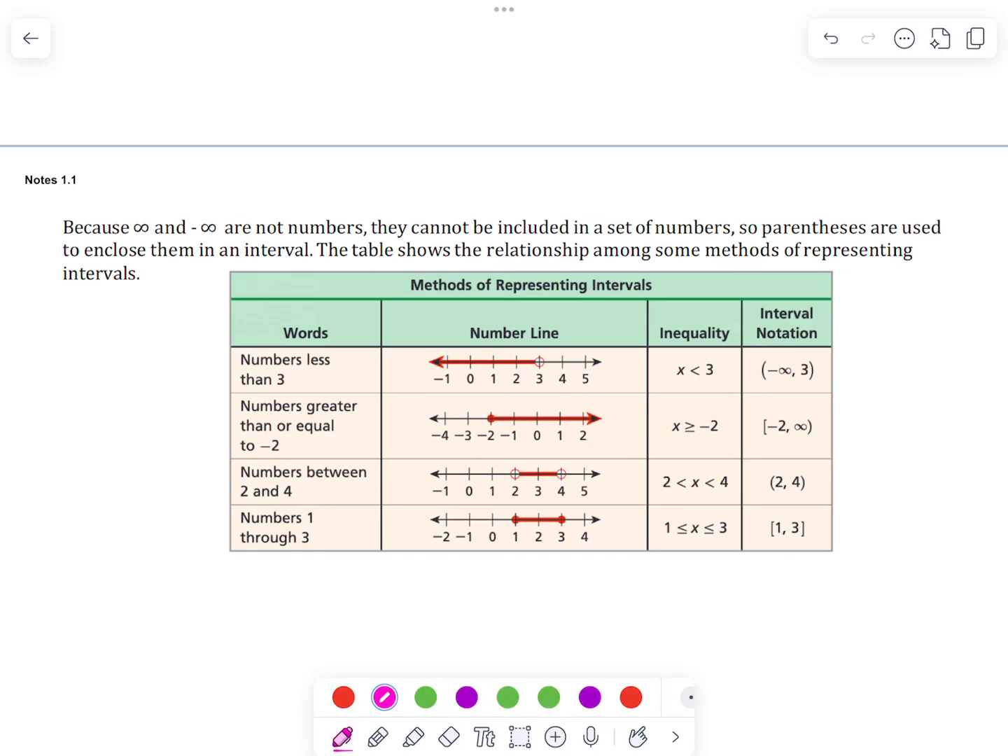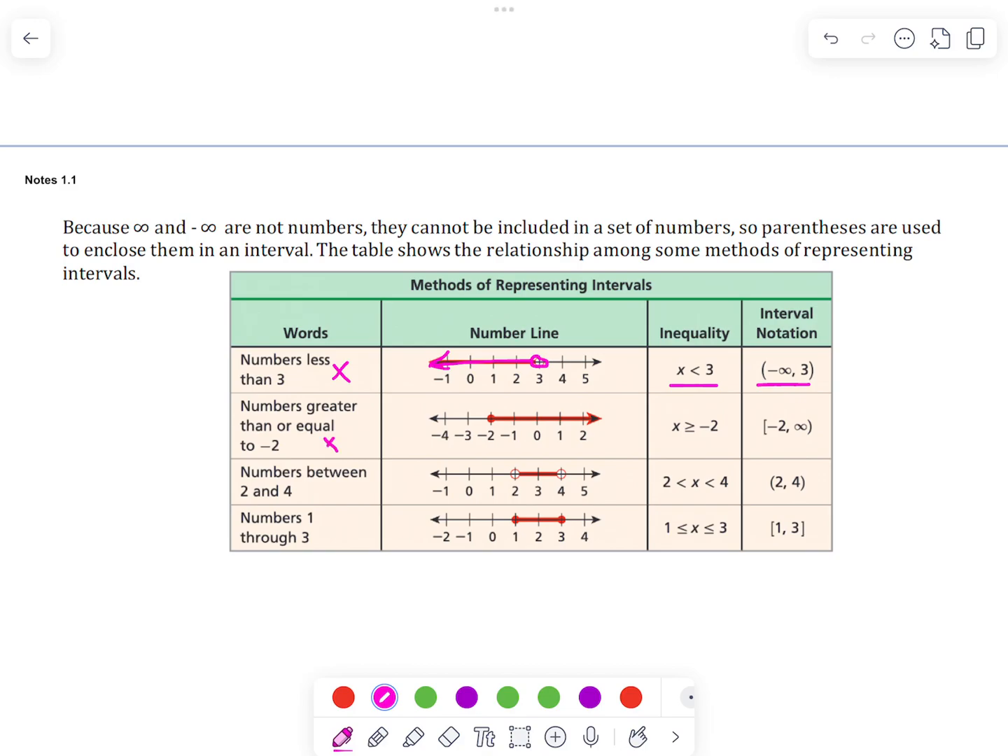So the first example here says, in words, numbers less than 3. So on the number line, you're seeing that open circle. It's not including 3. It's less than. And then we have our inequality, x is less than 3. And then as an interval, you're seeing that negative infinity where it starts until 3.